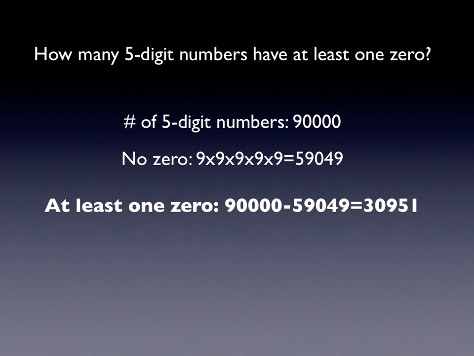Let's see how many have at least one zero. There's 90,000 total, 59,049 have no zero, so 90,000 minus 59,049 equals 30,951 have at least one zero.